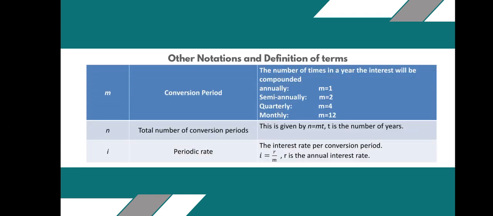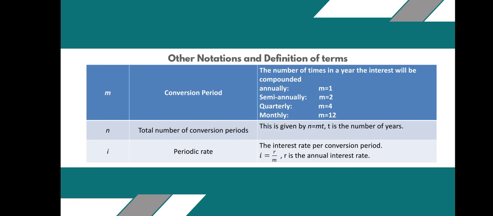So, ayan, kanina nasabi ko. So, M, which stands for the conversion period. It is the number of times in a year the interest will be compounded. It should usually be compounded annually or semi-annually, quarterly, or monthly. Kapag annually siya, yung conversion period niya is just 1. Kapag semi-annually naman is 2, quarterly is 4, and monthly is 12.